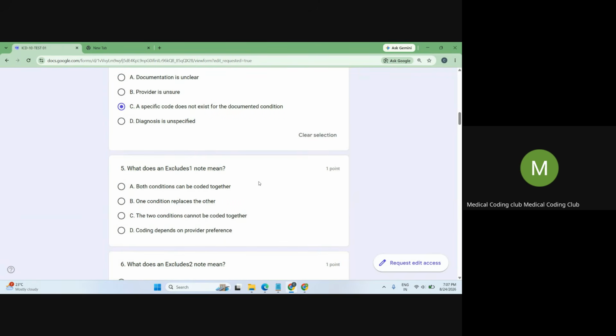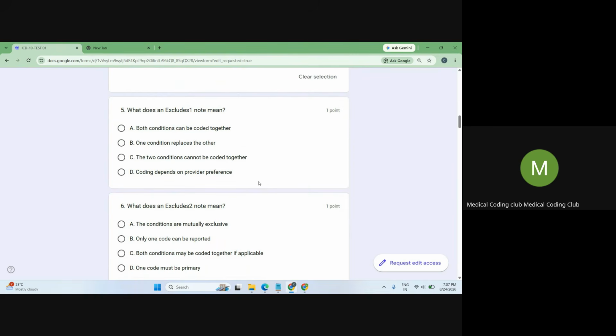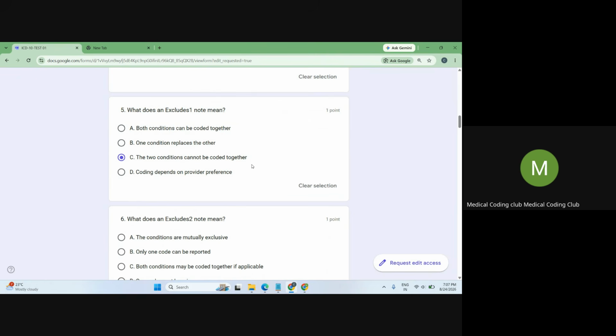Then what does an exclude one note mean? The two conditions cannot be coded together. Correct. So whenever you see, like example, we have taken a lot of examples we have already discussed. So whenever you have two medical conditions in your medical record, you must verify both of their exclude one instructions. Just go and check both conditions' exclude one instruction and see whether the current condition you're going to code is there or not.